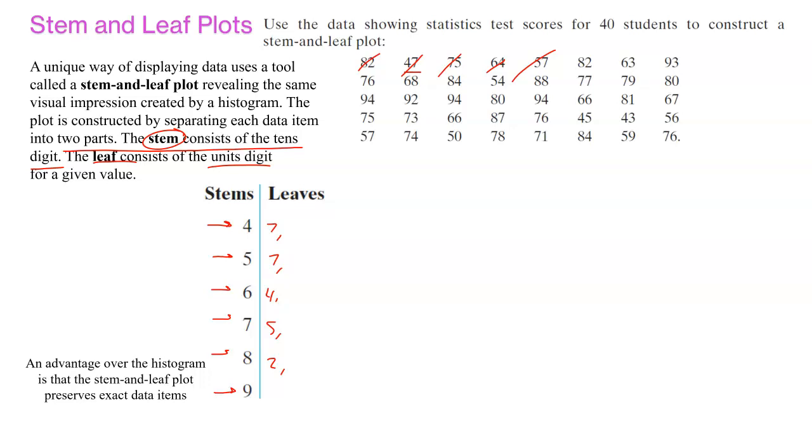If a number shows up more than once, write it again. So we've got 82, so we're going to write another 2.